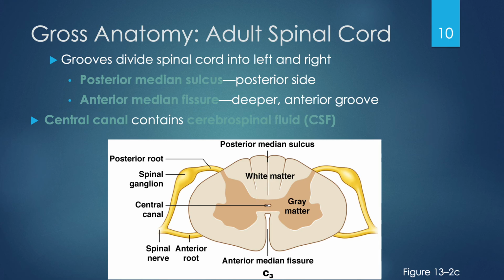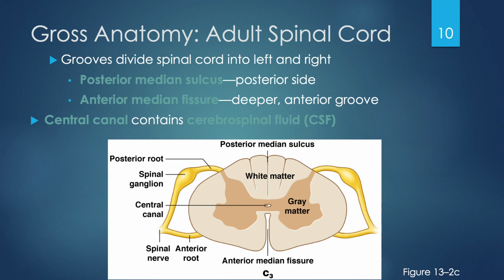The posterior median sulcus, just a groove. The anterior median fissure is more like a tear. There are a couple other structures here as well. So we have the posterior root coming off of the posterior aspect, as you'll see labeled at the top left. And then there's a larger area in that posterior nerve root, and that is called a spinal ganglion.